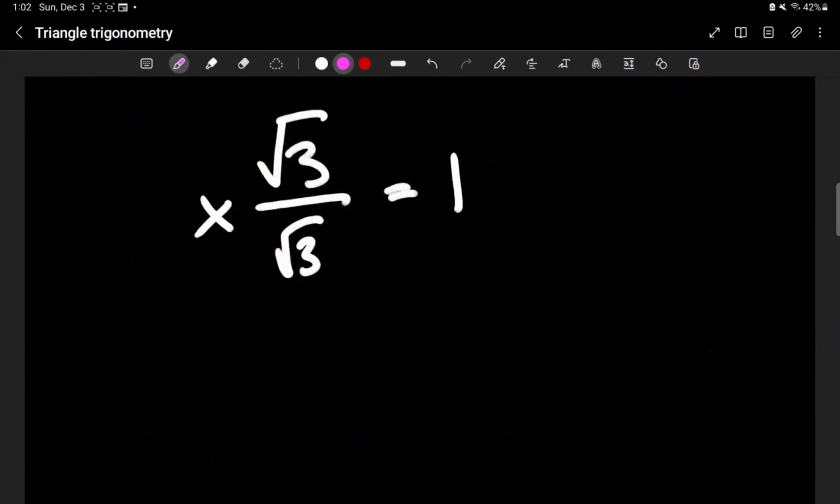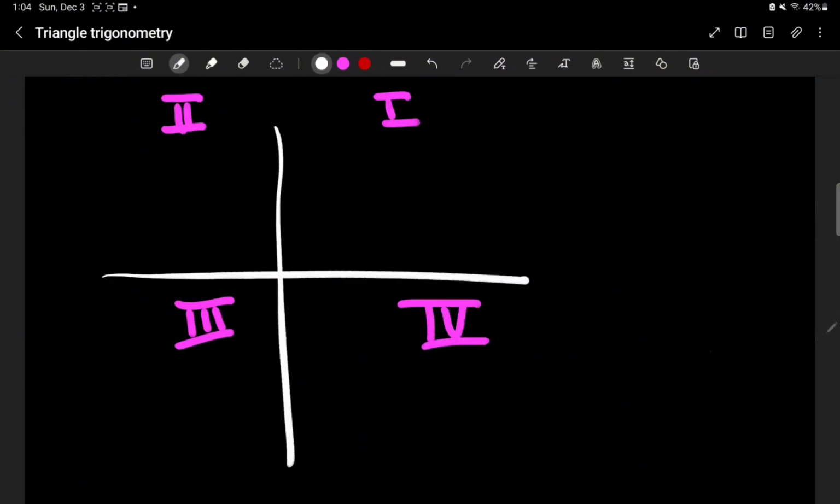to equal 1. Sometimes they'll ask you to put it in a certain quadrant, like they'll say the number of the quadrant, but other times they'll just tell you that a certain value is negative or that a certain value is positive, and then you just have to go to the quadrants that have that negative or positive value.